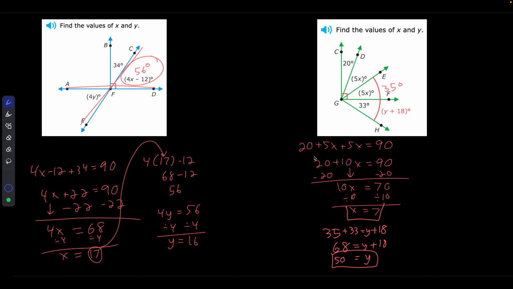And for the second problem, you should have gotten that x equals 7, because you added up these three because they're 90. And then once you know that x equals 7, you plug it in here. That tells you this part is 35. And so then 35 plus 33 has to equal y plus 18. And so the final answer for y is 50.